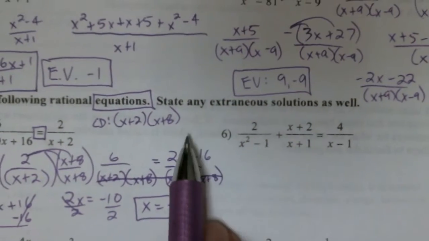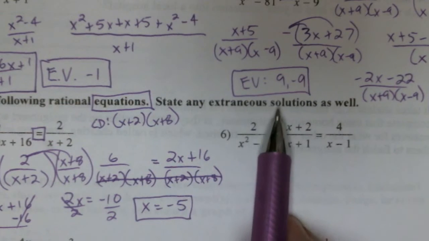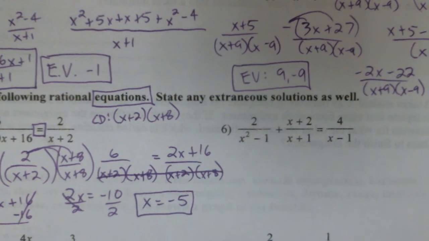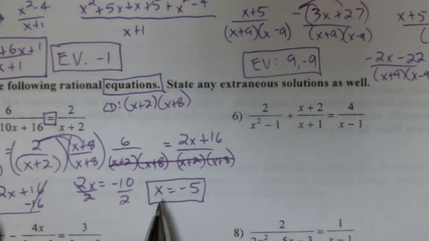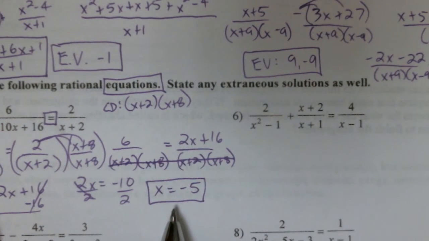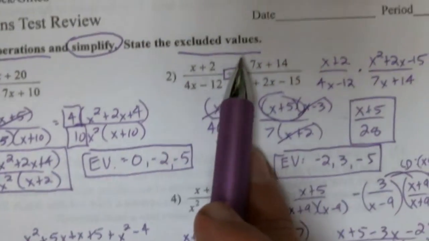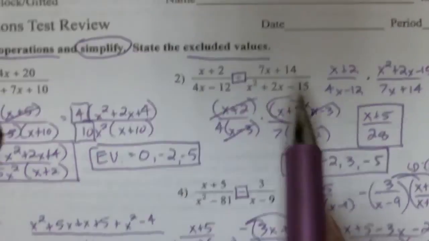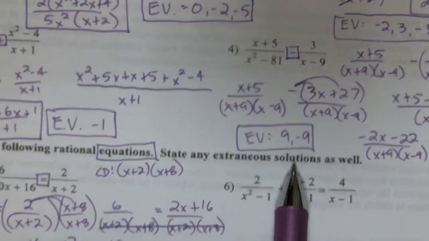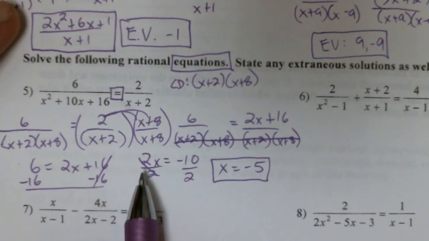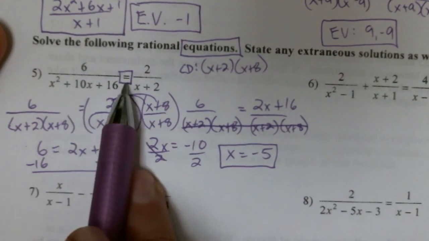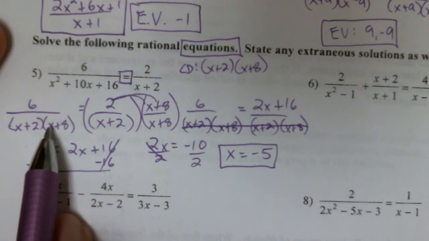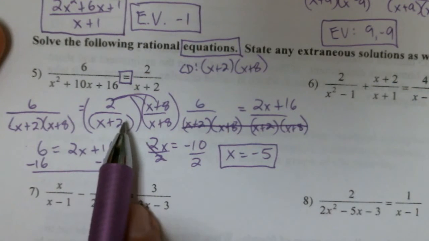Now this also says to check for extraneous solution. What does that mean? Extraneous solution means that when you get done and you put a box around your answer, if that answer happens to be one of your excluded values, then it becomes an extraneous solution. So in other words, what are my EVs in this problem? My excluded values would be -2 and -8.